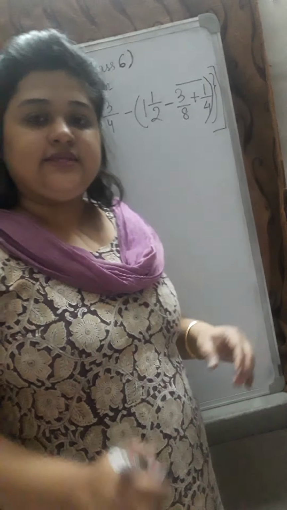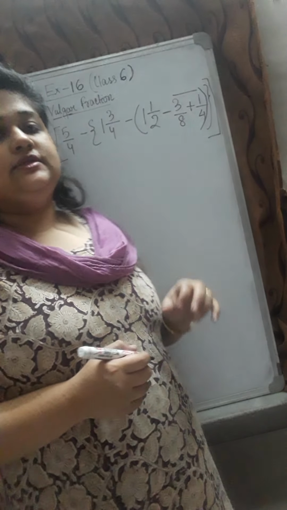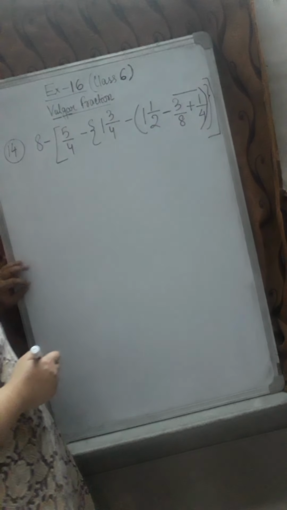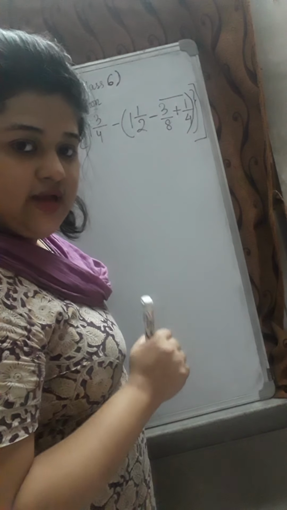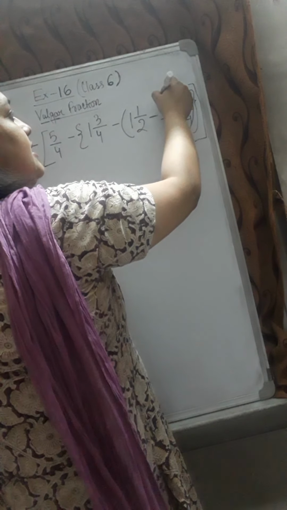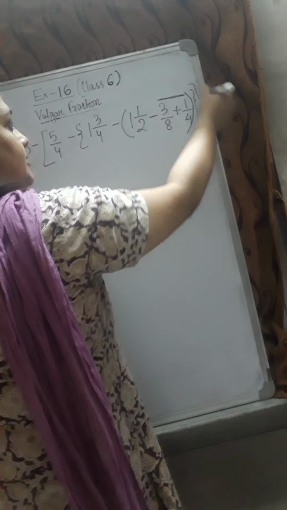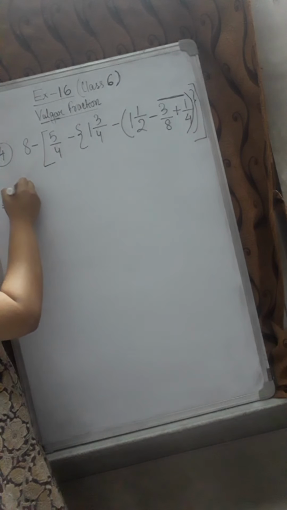Students of class 6, we are continuing with exercise 16 sums. This is sum number 14. Now why have I chosen 14? Because we have done sum number 7, and after that, in sum 14 you can see that there is a bar bracket. So only the bar bracketed sums we will do. First you have to solve this bar bracket. So whatever is given, you write it.